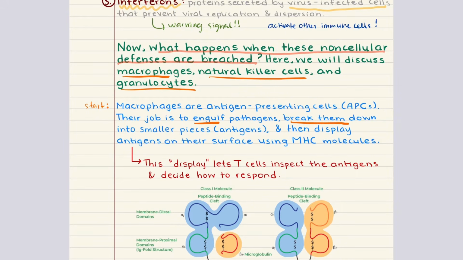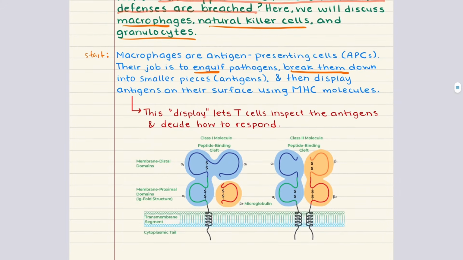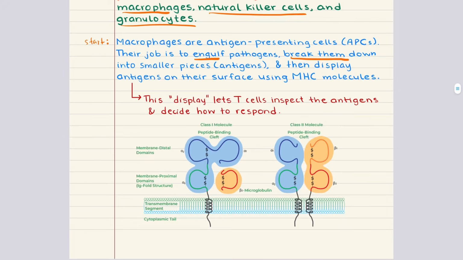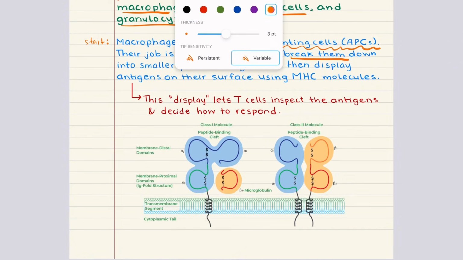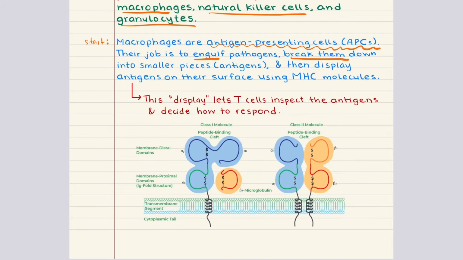They can originate from monocytes in the blood, which migrate into tissues and differentiate into macrophages. And they can be part of a resident population of macrophages that live in specific tissues. Now, macrophages are also antigen-presenting cells, or APCs. That means that after they engulf and break down a pathogen, they can display fragments of it called antigens on their surface. And they do this using special proteins called major histocompatibility complex, or MHC molecules.